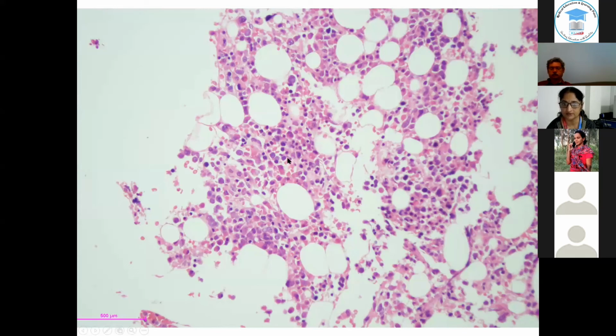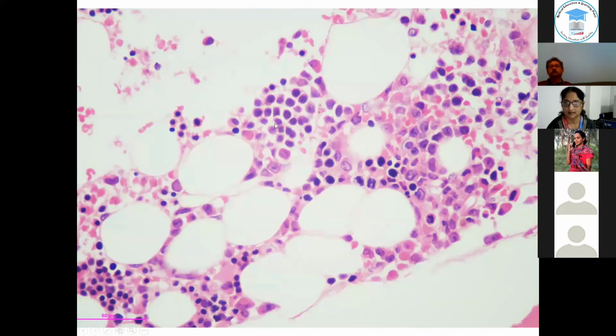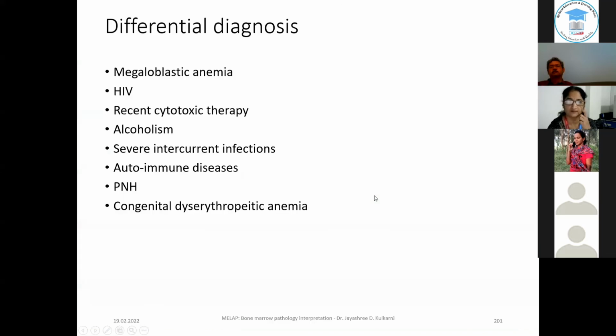You can see that shift to left. You don't see any mature myeloid series. Yeah, clusters of immature cells. These will be your erythroid. Even here you can appreciate that binucleate population, mitotically active.